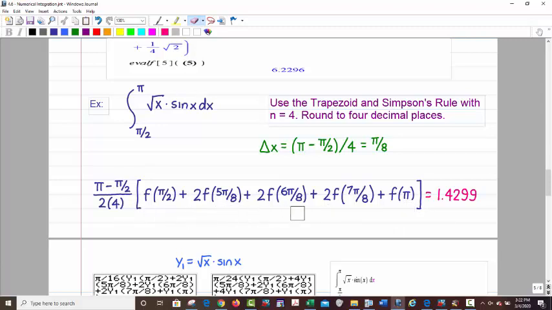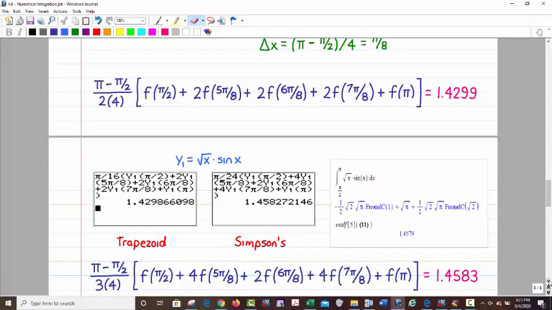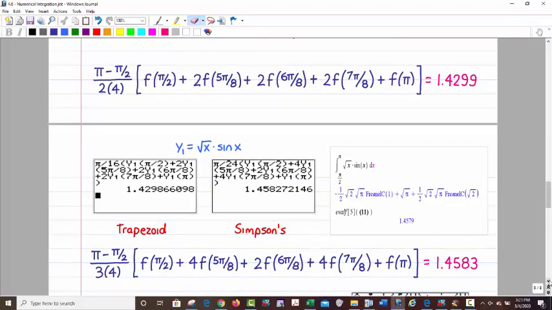So trapezoid goes 1, 2, 2, 2, 1. And then you have b minus a, pi minus pi over 2. For trapezoid, it's 2n, 2 times 4. So that's pi over 2 divided by 8. It'll be pi over 16 that goes on the front of that. So let's put it in the calculator and see what happens.